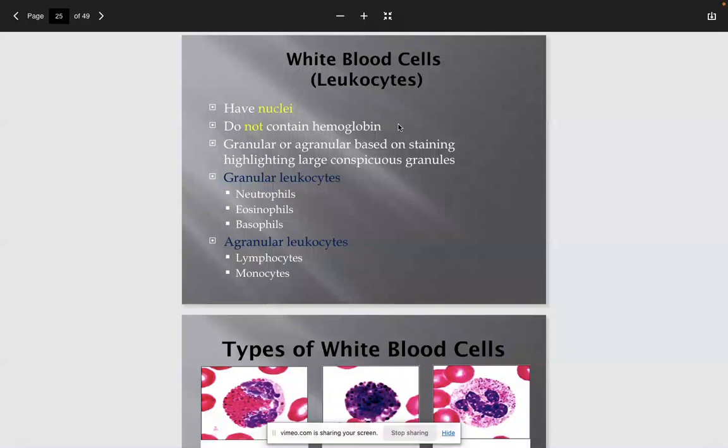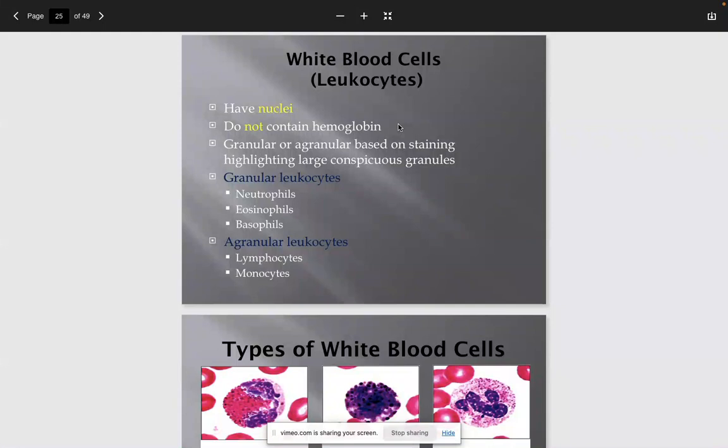They're defined by the presence of granules. They're either granular or agranular based on the staining and highlight of these granules, as you'll see in the next picture. The granular leukocytes are the following. They're the neutrophils. These are the cells that are going to be responsible for attacking bacteria whenever you get an infection. The eosinophils will stain red. That's important to know. The eosinophils are responsible for attacking parasites. And then you have the basophils, which are important for some allergic reactions.